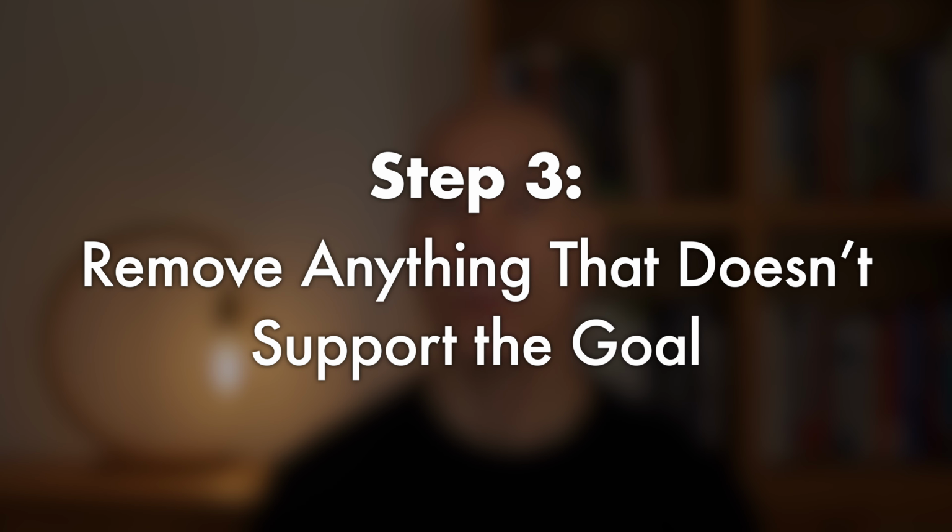Step 3, remove anything that doesn't support the goal. Now, this is where things can get uncomfortable. Take your backlog and remove all items that don't support the product goal you've chosen. While this might sound radical, it makes your product backlog concise and focused instead of being overly long and complicated. Consequently, it will be easier to prioritize, manage, and update it.